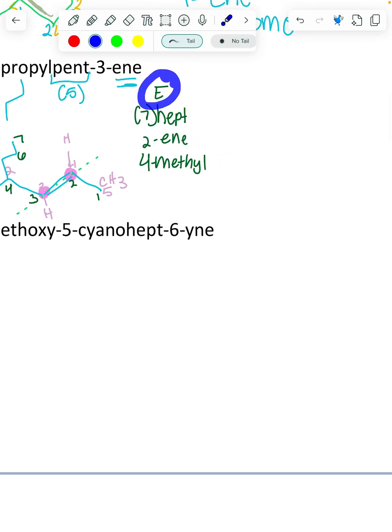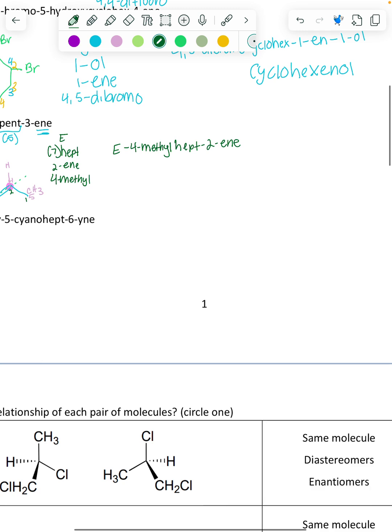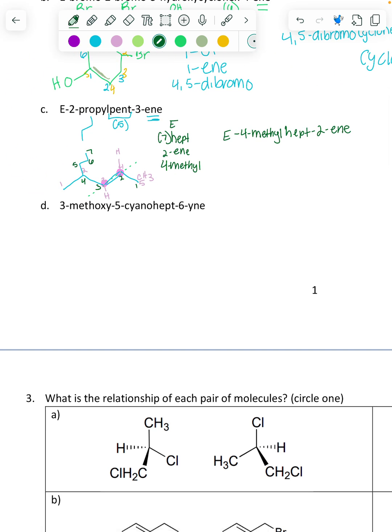E always comes first in the name. We know that the hep and the ene are going to come last. So the only thing to add right after E is that methyl. And now we're going to add hep from there, and then 2-ene right after hep. All right, and that finished naming this molecule right here.